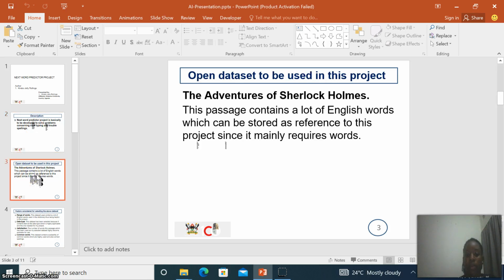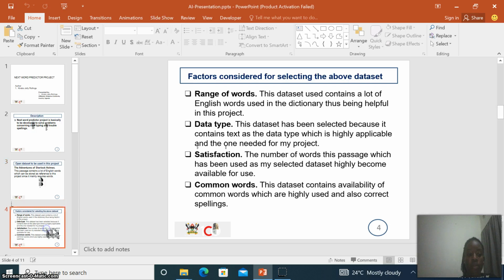And I chose the dataset for this project, and I'm going to use the Adventures of Sherlock Holmes. This dataset, it's mainly a passage, and it contains a lot of English words which can be stored as reference to this project, since it mainly requires text, and text has words.